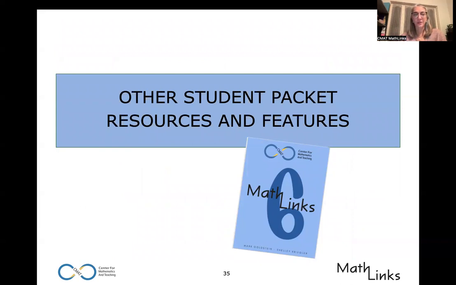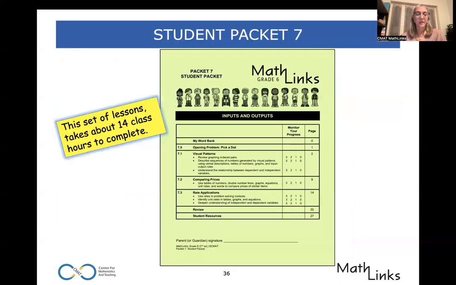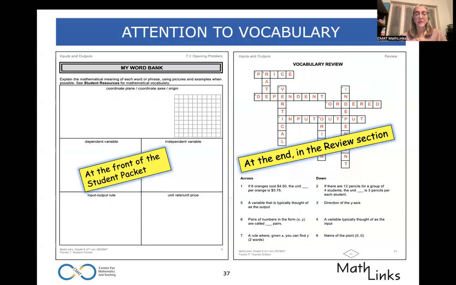I'd like to quickly show you a couple of other features and resources, just so you have a better idea of what you'd be getting. Here is the cover of the student packet again, that takes about 14 class hours to complete. At the front of every packet is a word bank that students fill in as new vocabulary is introduced in context. Near the end of each packet, there's a crossword puzzle to practice the vocabulary.